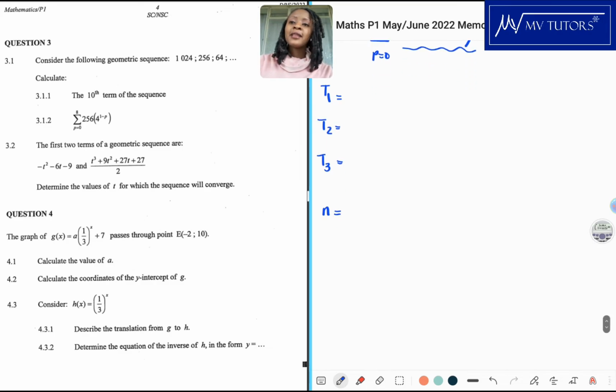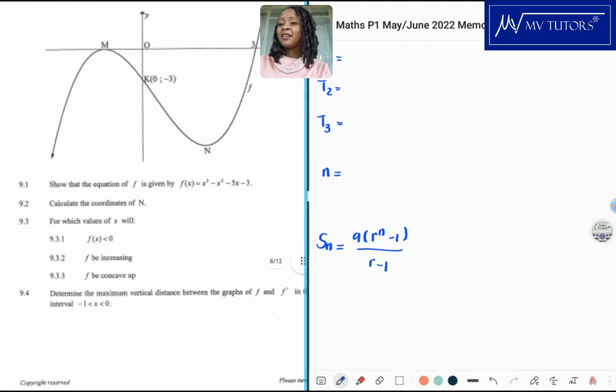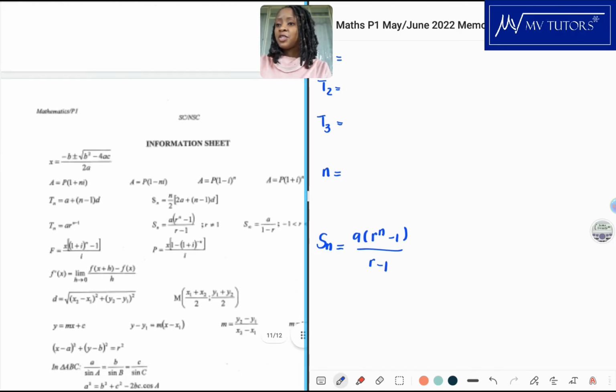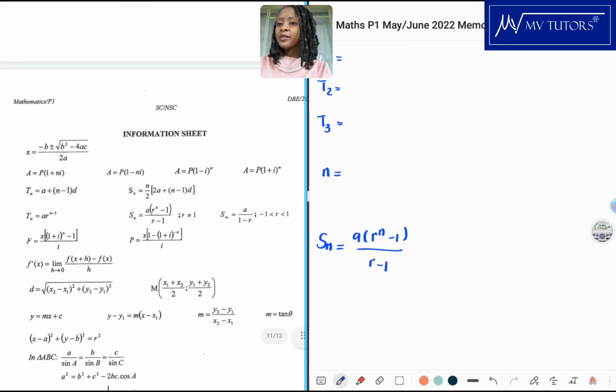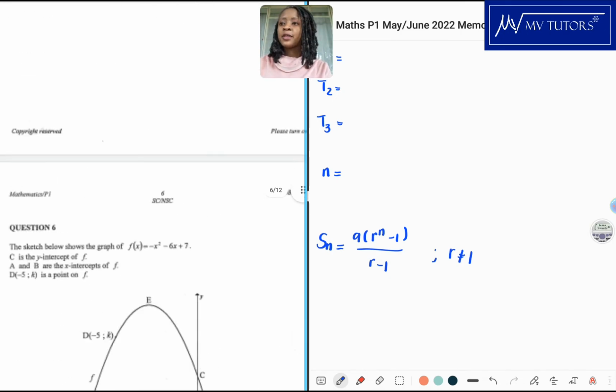Then finally, you can put in your sum formula, because after all, sigma means the sum of. So we need to know what the sum formula is for a geometric sequence. I think it's a(r^n - 1)... I should be checking and not saying I think. So it is a(r^n - 1) over (r - 1), with the condition that r should not be equal to 1. So those are the basic steps that we're going to take when answering this question.